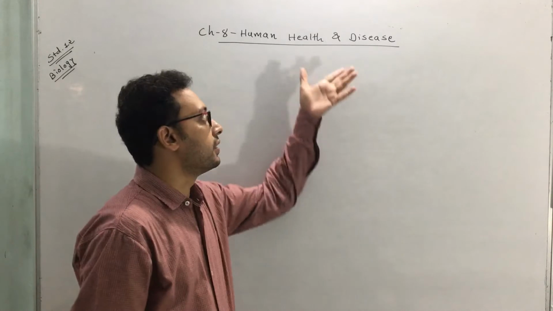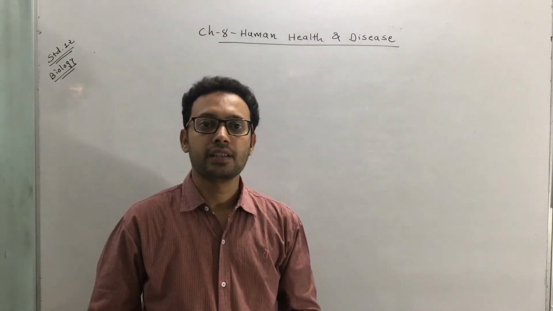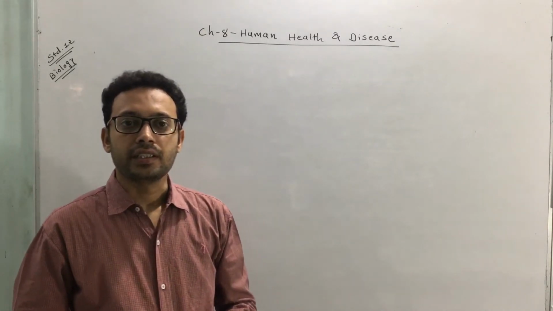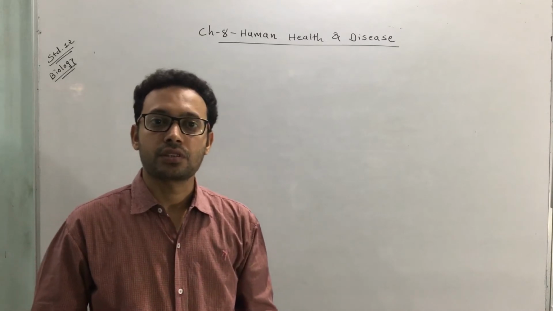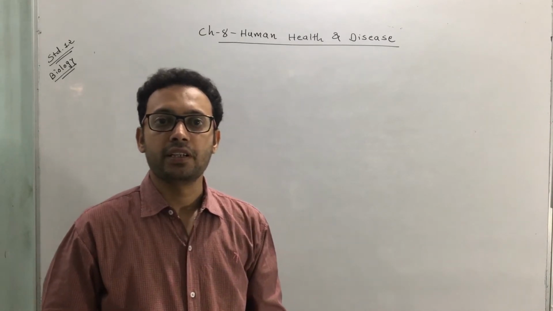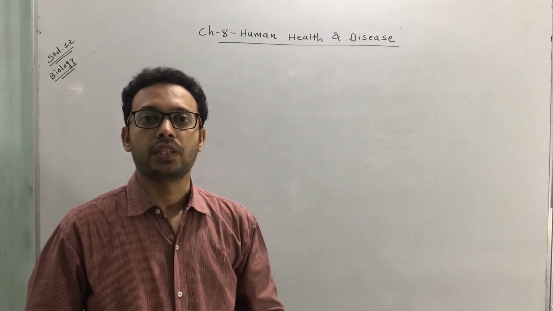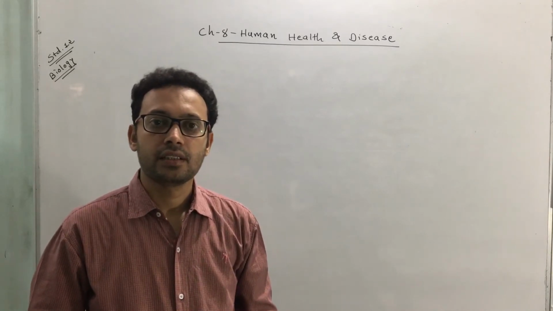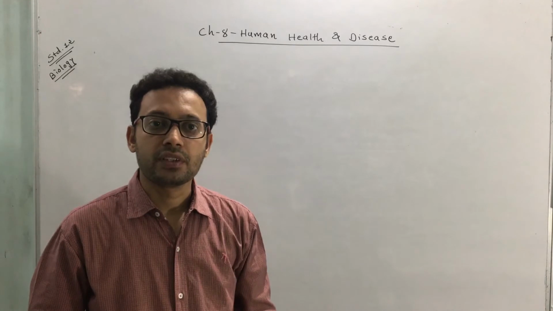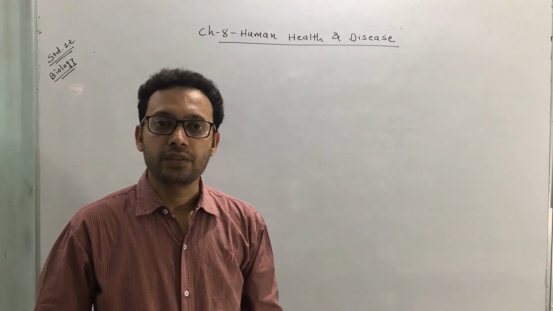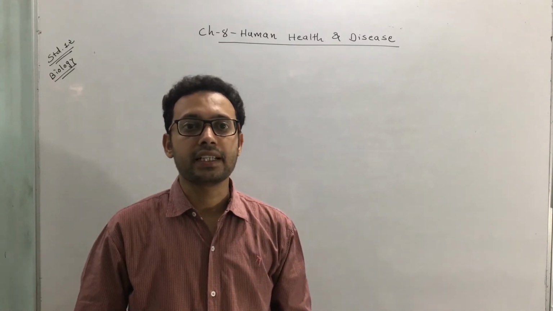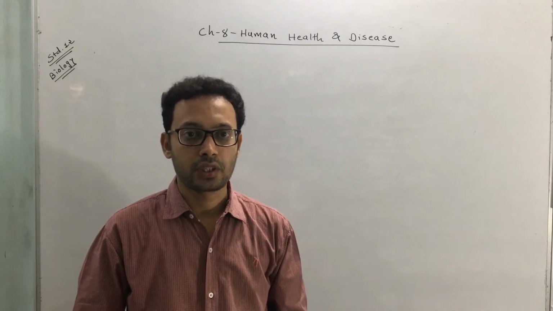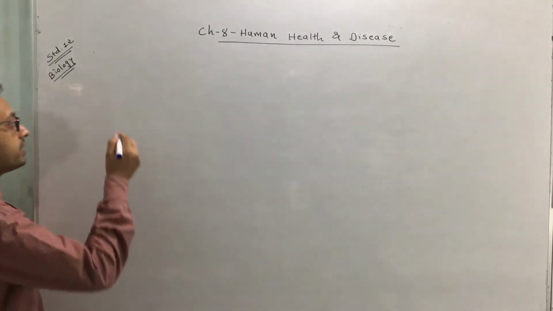We have already started with chapter number 8, Human Health and Disease. In this chapter, in the previous sessions, we have discussed the meaning of health, the meaning of disease, how to maintain health, what the different types of diseases are, and a few commonly occurring diseases in humans. So what diseases have we discussed till now?